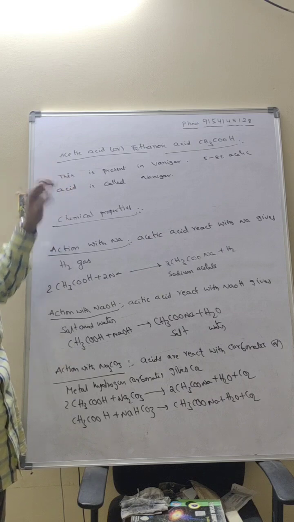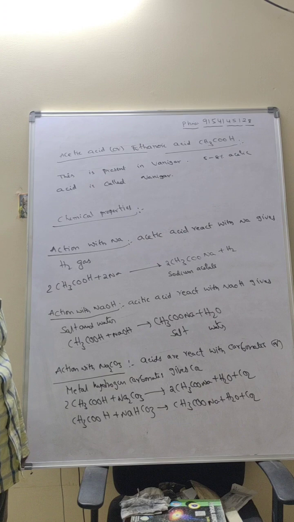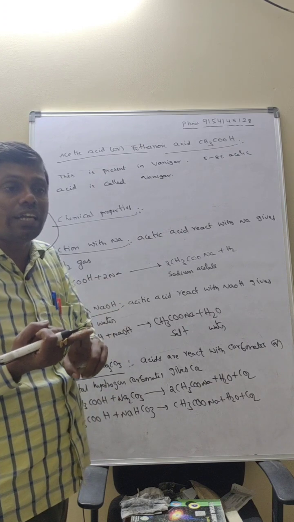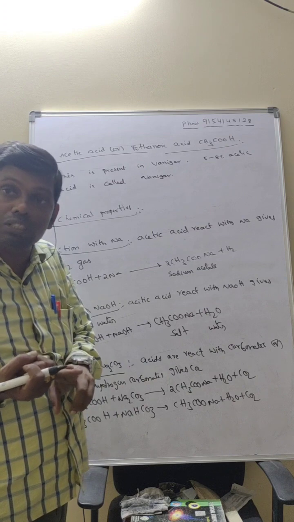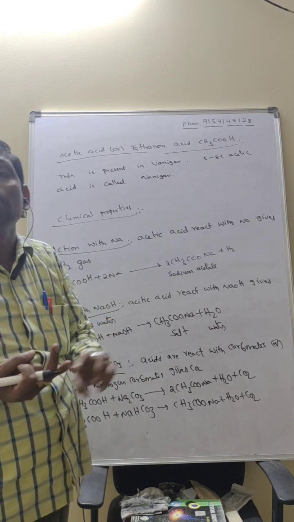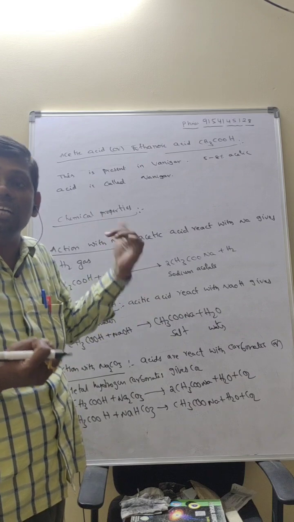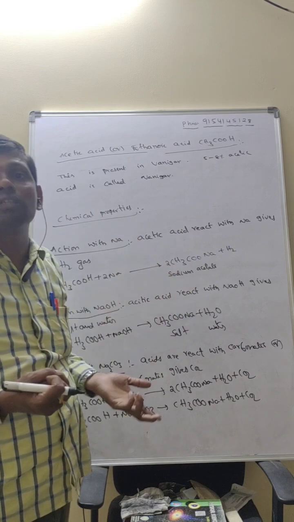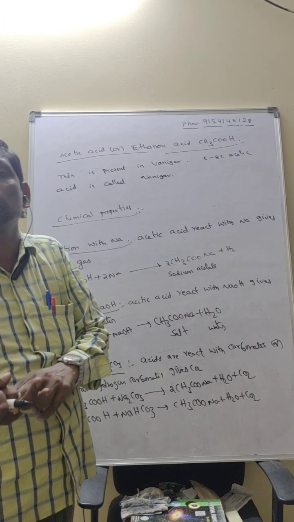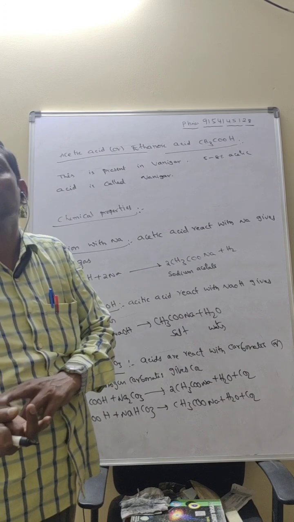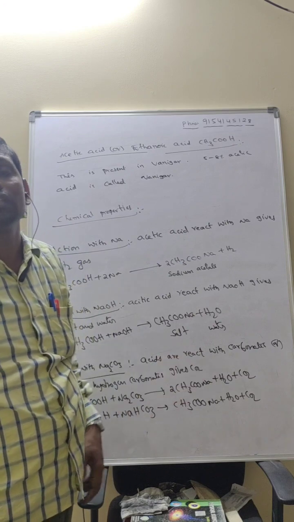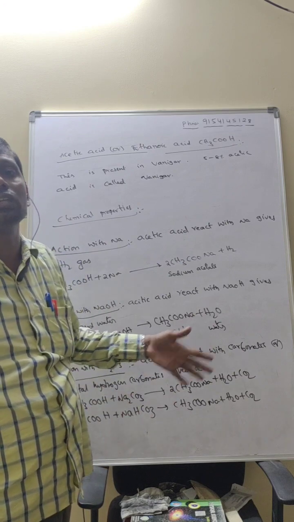We are supposed to remember everything. How will you differentiate acetic acid and ethyl alcohol? Ethyl alcohol reacts with sodium metal and produces hydrogen gas. Acetic acid reacts with sodium metal and produces hydrogen gas. But ethyl alcohol does not react with NaOH or Na2CO3, but acetic acid reacts with NaOH and Na2CO3 and gives sodium acetate and water, and carbon dioxide also with Na2CO3 and NaHCO3. These are the differences between the two compounds.